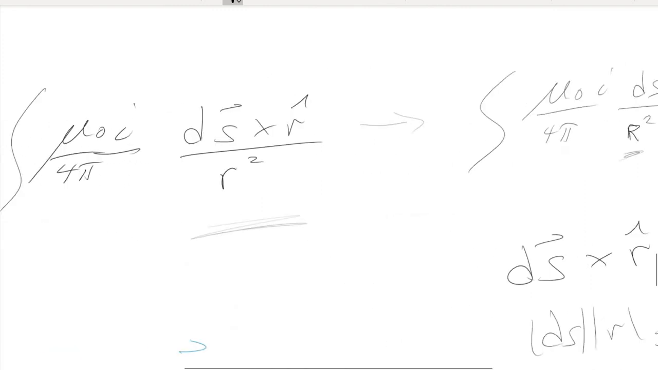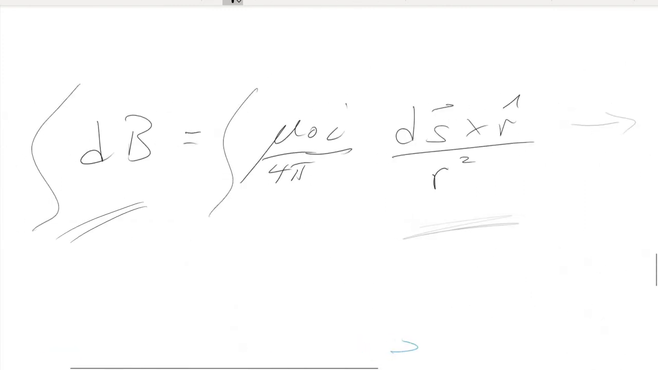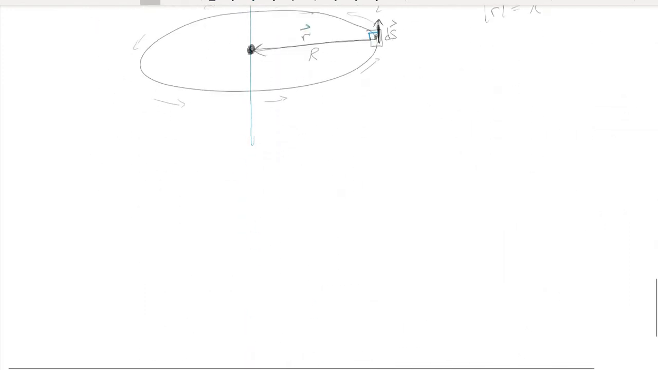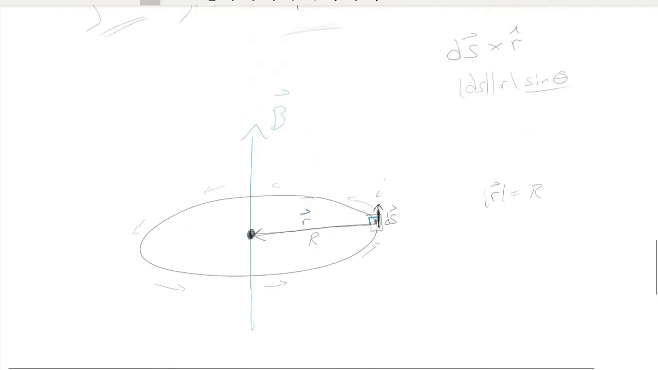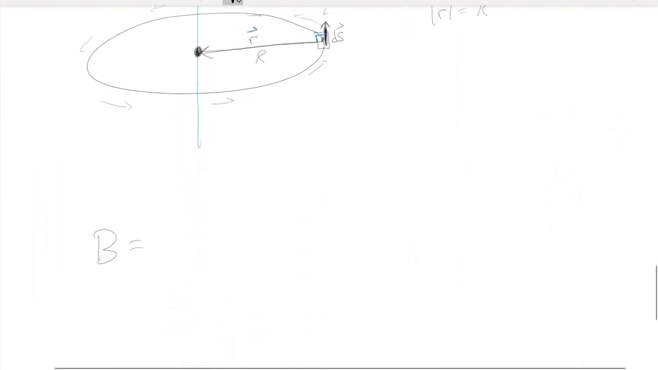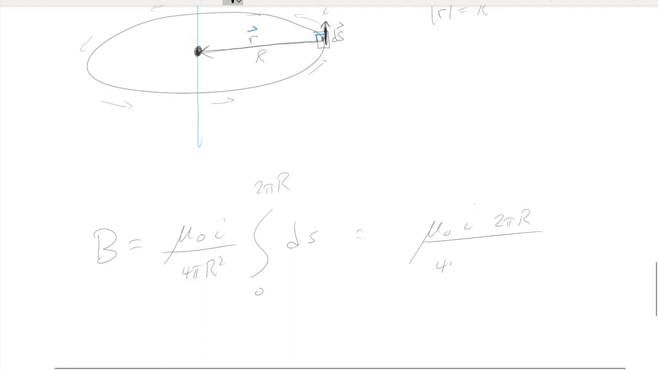So now we have, let's see here. Let's go ahead and integrate the left-hand side. Get that out of the way. So B now equals, what do we have up here? I'll bring all that down. mu naught I over 4 pi r squared. And we have to go from 0 all the way around the circle, which is just 2 pi r. And this is going to evaluate to mu naught I 2 pi r over 4 pi r squared.